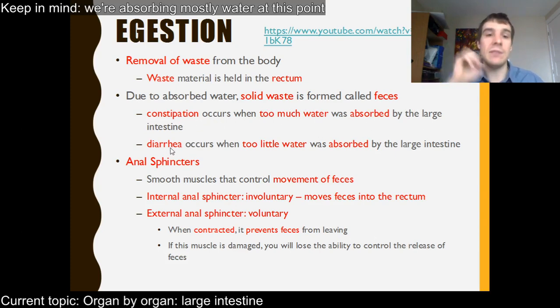Diarrhea happens when it's trying to go through very quickly. This especially happens when you're sick. If you've ever wondered why you get diarrhea when you're sick, it's your body trying to flush out, push things through the large intestine as fast as possible. So there's no time for that water to get absorbed.